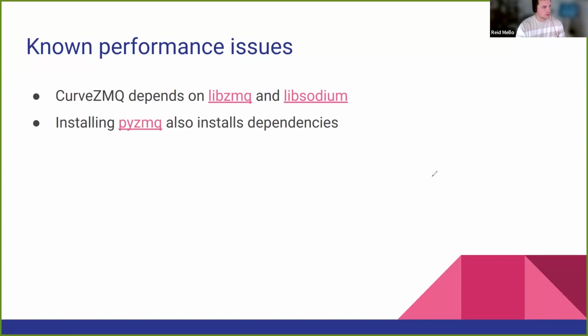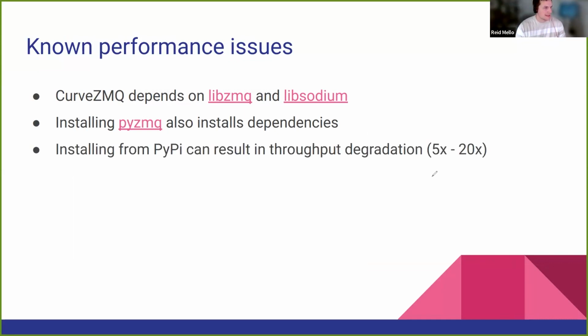And when you normally install PyZMQ, it'll also install these dependencies as pre-built binaries. And on many systems, I don't think this is on every system, but on all the systems that we've tested internally within our team, installing from PyPI can result in pretty significant throughput degradation. So anywhere from, actually, we've seen less than this, but just to be cautious here, I'm saying 5x to 20x, depending on the payload size and a number of other factors.